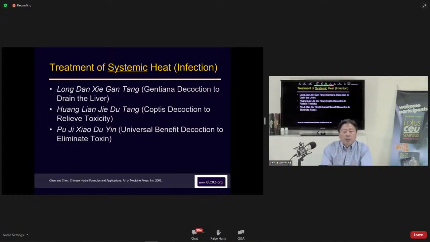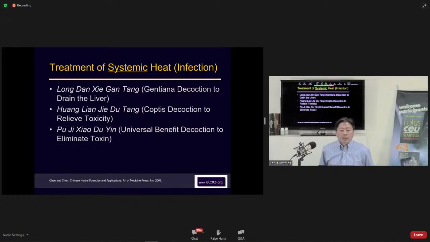And the first one will be Longdan Xie Gan Tang, and this is a great formula that treats various types of infection and inflammation all along the liver and gallbladder channel. It has great antibacterial effect. It has great antiviral effect. It treats the lower jiao, middle jiao, and upper jiao. It's great for urinary tract infection. It's great for herpes and shingles. It's also great for ear infection.